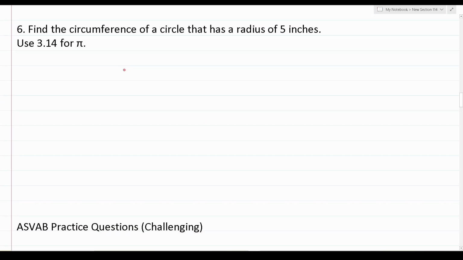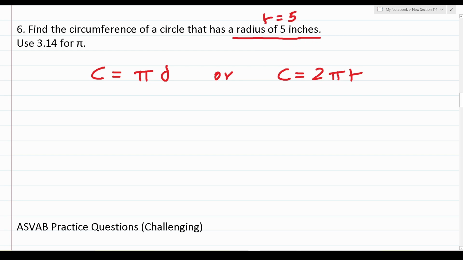Number 6 says, find the circumference of a circle that has a radius of 5 inches. Use 3.14 for pi. Again, we're finding circumference, so we can use either one of two formulas, notably circumference equals pi times diameter, or circumference equals 2 pi r. In this case, we were told our circle had a radius of 5 inches, so we know r is going to be 5. Given that we know what r is, I'm going to go ahead and use this formula over here. Let's go ahead and plug in 5 for r.